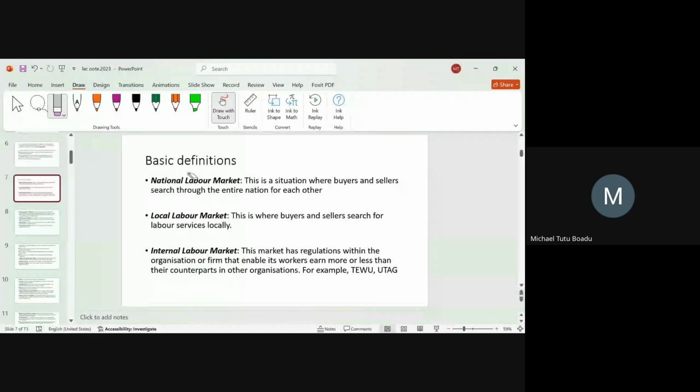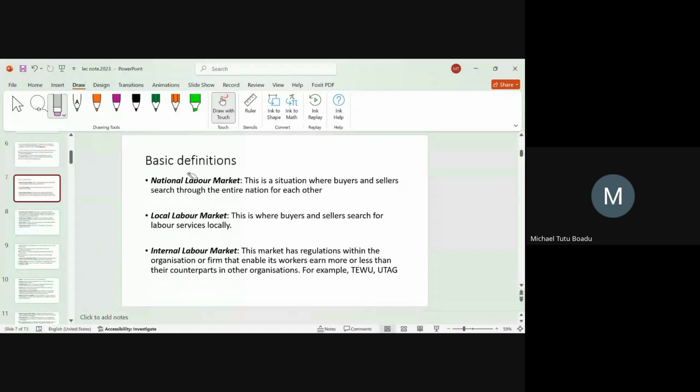The internal labor market is within an organization. For example, if you pick Unilever Ghana, within Unilever Ghana you have people who have the high skills, and you have people who have the low skills. And this could breed differences in wages within the same organization. So this market has regulations within the organization or firm that enable its workers to earn more or less than their counterparts in the same organization.